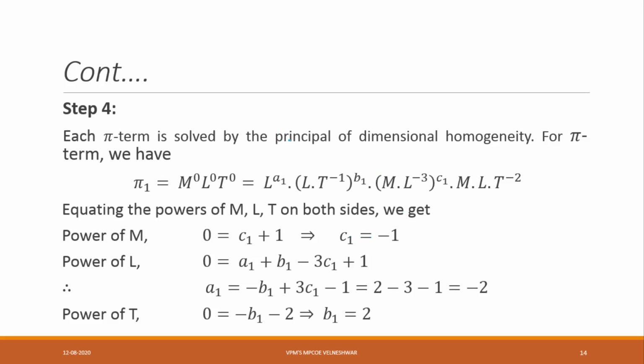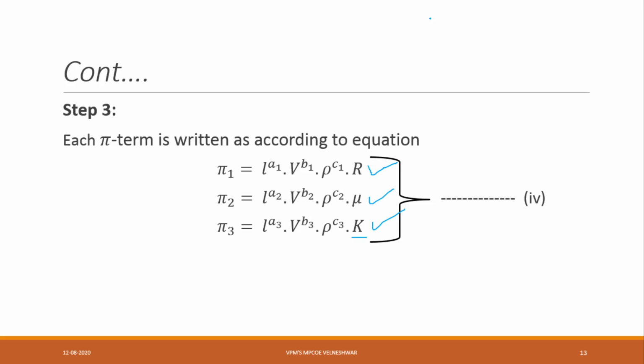Now each pi term is solved by the principle of dimensional homogeneity. For the pi term, we have pi 1; pi is dimensionless, that is M power 0 into L power 0 into T power 0, that is equal to L into A power 1, V into B power 1, rho into C power 1, remaining M into L power minus 2. Now you may have a doubt how we are considering repeating variables. If you see here R, we are having mass, length and T power minus 1; mu, mass, length, T power minus 1; K, mass, length, T power minus 1. But if you see length, velocity and rho, some values are missing. Like this we have to separate our values.